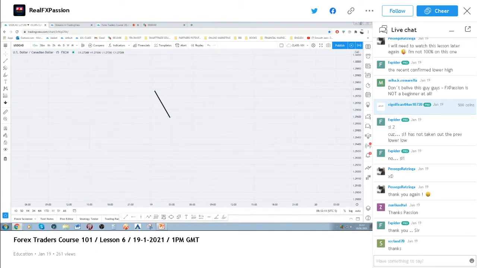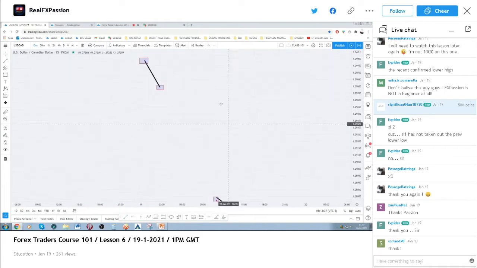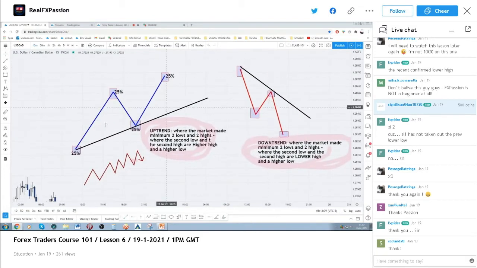Everybody, what is this? Is this an uptrend? Is this a downtrend? So we have a high and we have a low, right? What is this? Is this a downtrend? What is this one? It's just a down move. Well, looking here, 25.